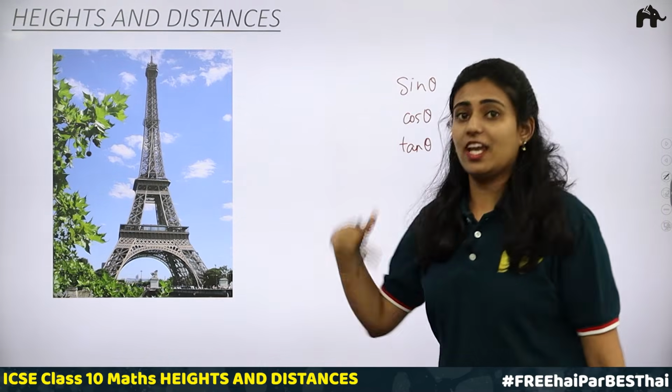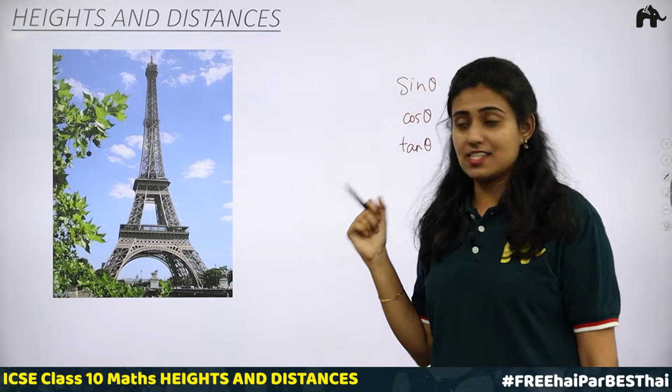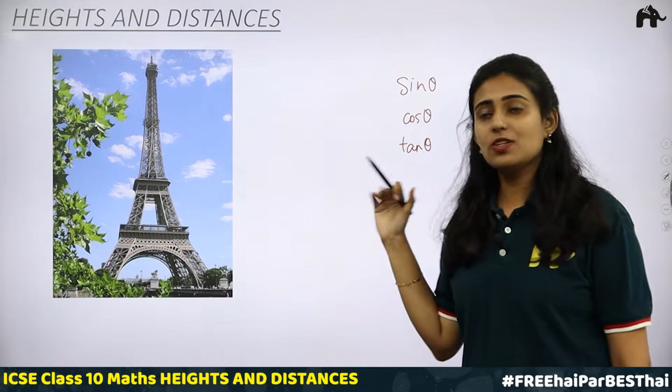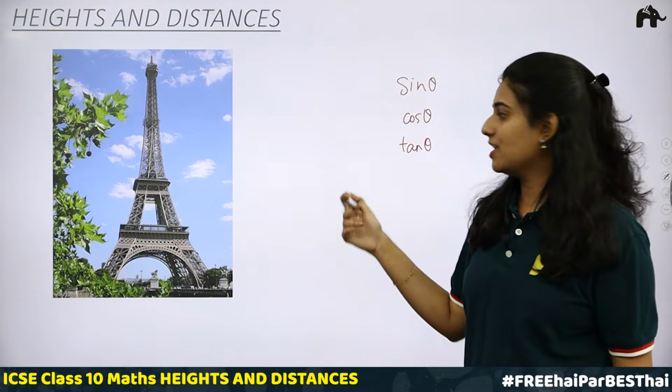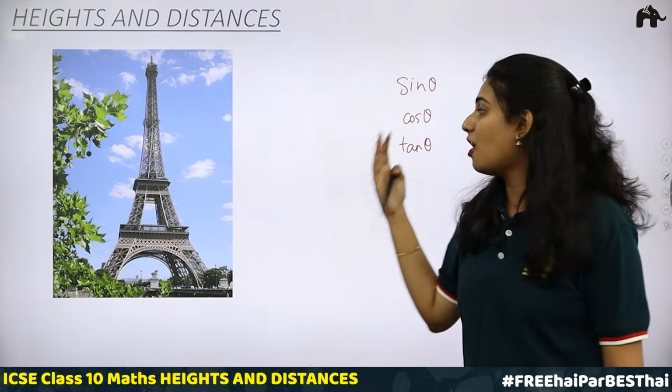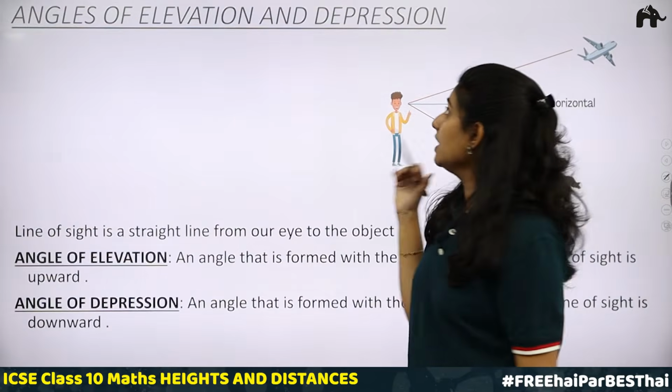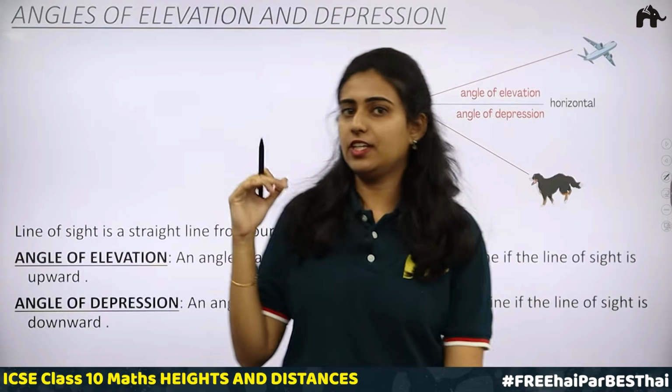Not just the Eiffel Tower, any tall buildings or any trees, we can measure their height using trigonometry. Today we will understand how to use trigonometry to find the height of tall buildings or the height of trees, etc. Angles of elevation and depression. This is a basic thing that we need today.